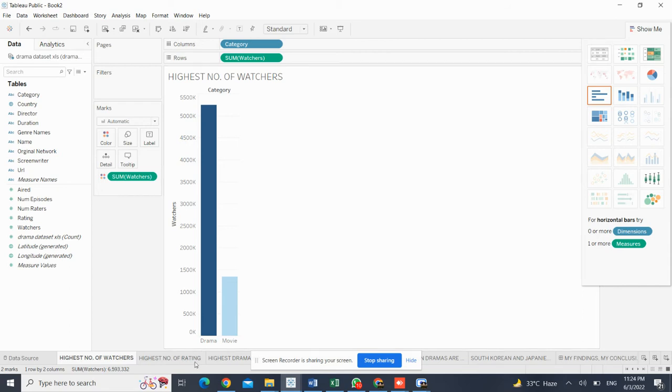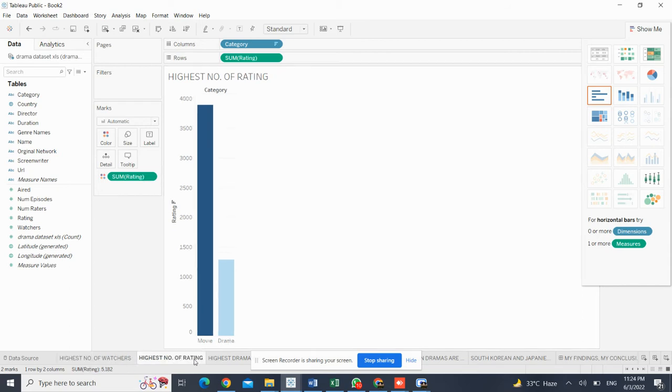But the most interesting thing I found was in the next sheet, which is about ratings. Here it shows that ratings are higher for movies, but lower for dramas. This shows that the number of watchers and ratings have a completely inverse relation. There is no direct relation between the number of ratings and the number of watchers.